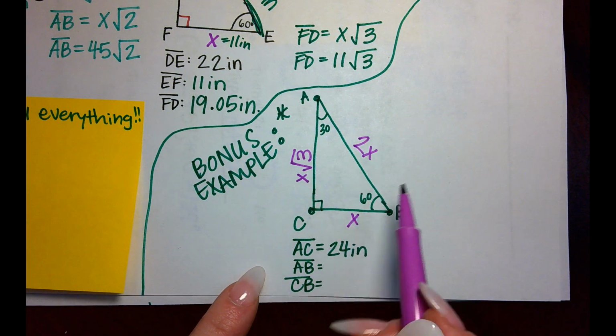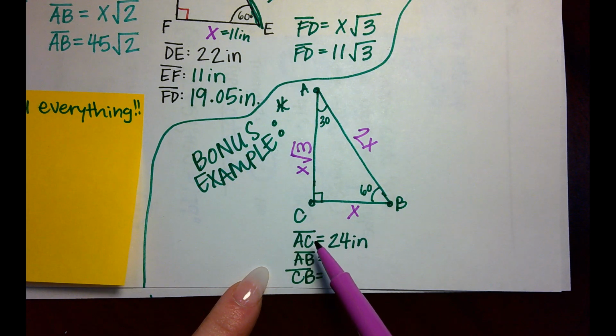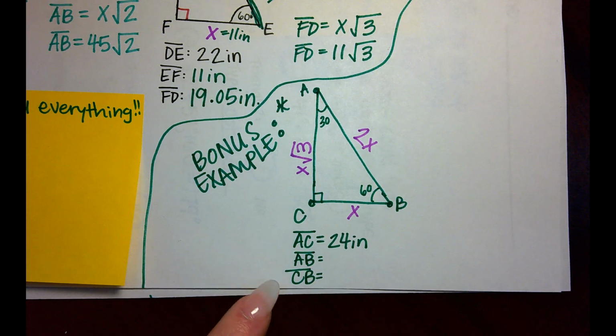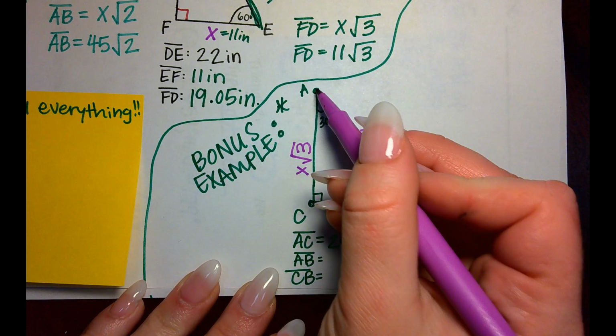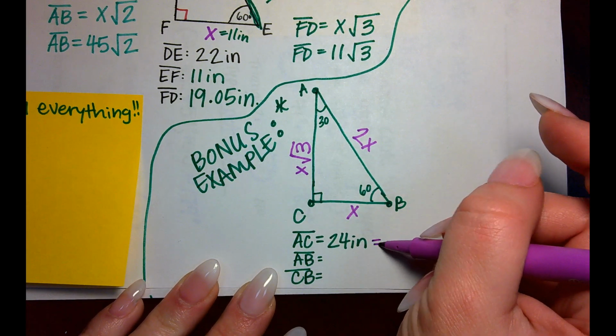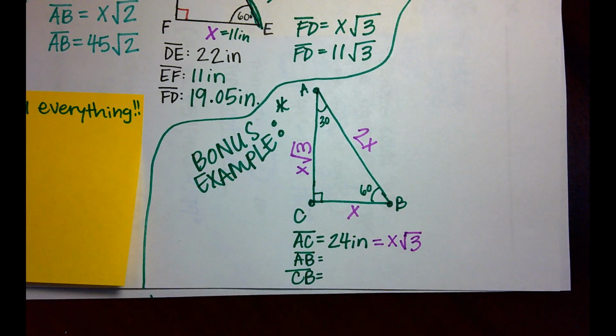And aside from labeling our picture, we could also label the list of values. AC is 24 inches. AC is x radical 3. Okay, now how could I label my picture? What values do I know? 24. I just know 24. That's all I know right now.